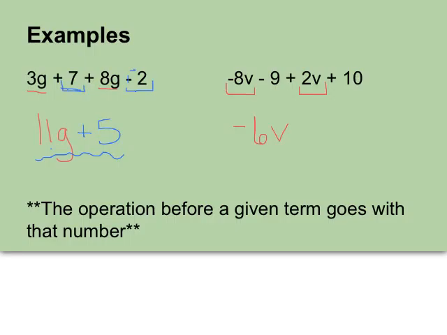And then finally we have negative 9 plus 10. Negative 9 plus 10 is going to be positive 1. So this sentence simplified, you're going to get negative 6v plus 1. Go on to the worksheet that's next, and then come back for a video that has some more challenging and complicated examples.